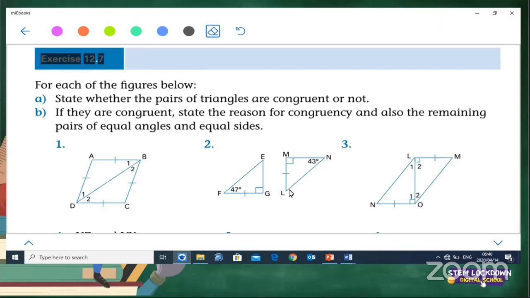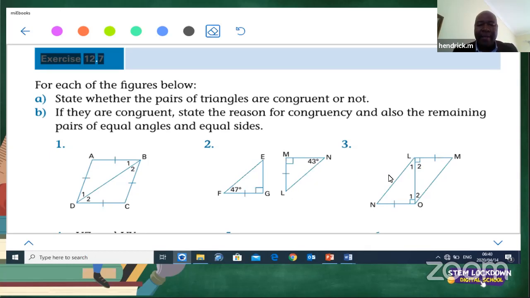Thank you, sir. You can use, or you can use even the right angle as well. Right. And then, of course, the last one, the third one is not the last, but the third. Triangle LNO and triangle OMN. Are the two triangles congruent? Yes, the two triangles are congruent.